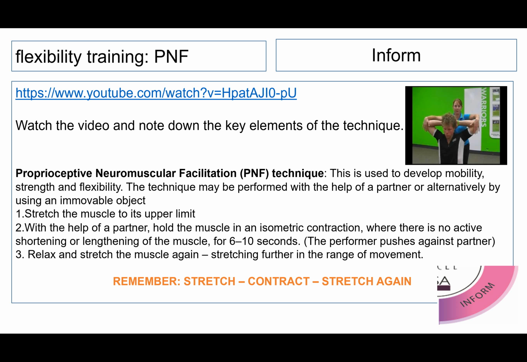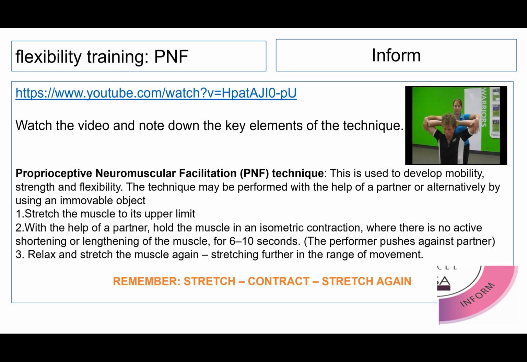So we shorten it to PNF stretching. It stands for proprioceptive neuromuscular facilitation. It's used to develop mobility, strength and flexibility within the muscles. This technique may be performed with the help of a partner, or again with an immovable object, so an object that's still and you can go against.